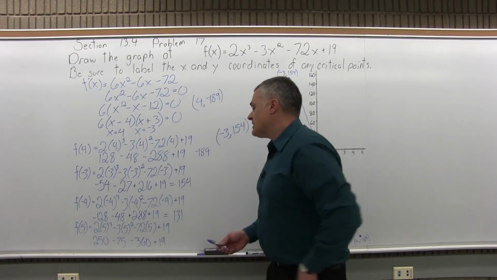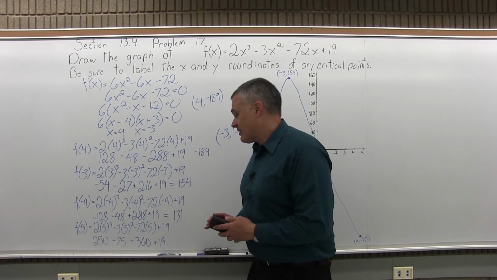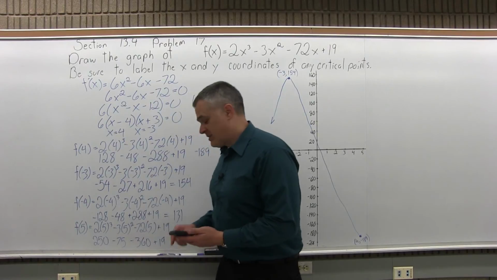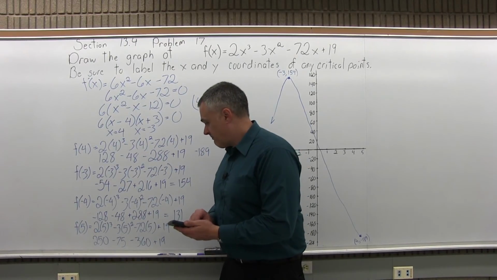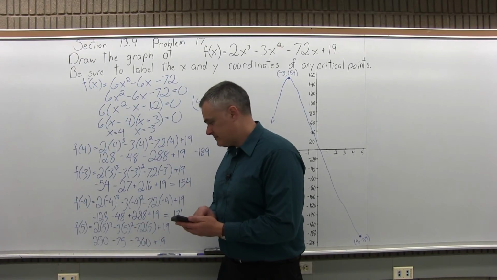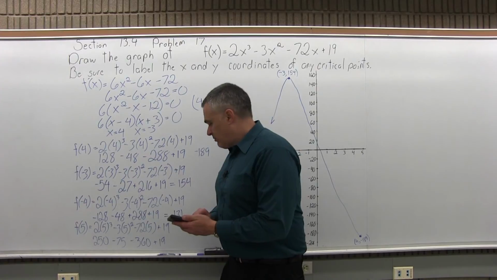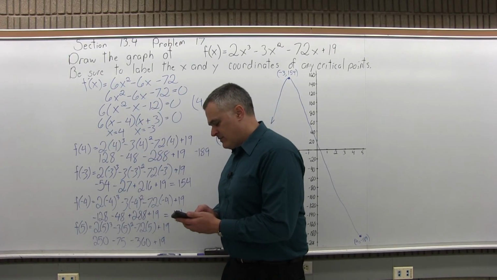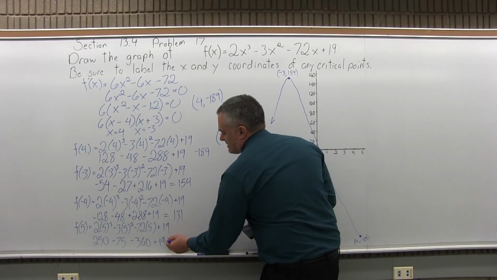So I do have certain positive and negative values. Again, I could do it, but I happen to have my calculator in my pocket. So let me just put them in and see what I get. Make sure it's cleared. 250 minus 75, minus 360, plus 19 equals negative 166.